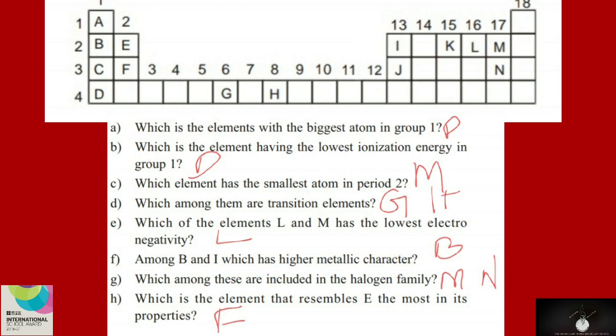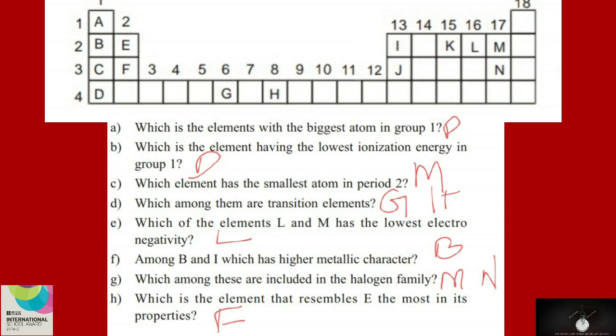Which element has the smallest atom in period 2? Okay. What are the elements in period 2? B, E, I, K, L, M. These are the elements which belong to period 2. So remember the trend of atomic size. As we move across the period, the size of the atom decreases. So M is the element with the smallest size, right? Which element has the smallest atom? M. Which among them are transition elements? Transition elements are the elements which belong to the middle portion of the periodic table. So G and H are transition elements.